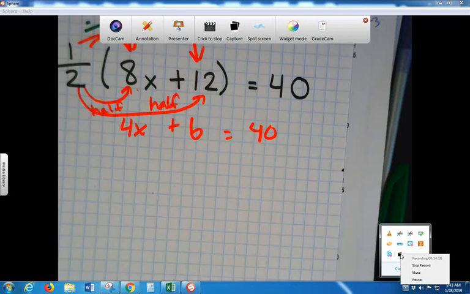Give up and they'll be like, oh my God, I can't do it. It's a half. Oh, terrible. But I just showed you it's not hard, right? Especially if you understand what half means. Half just means cut in half, right?